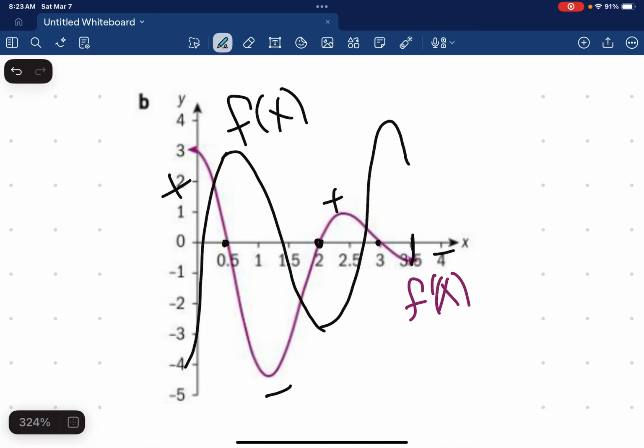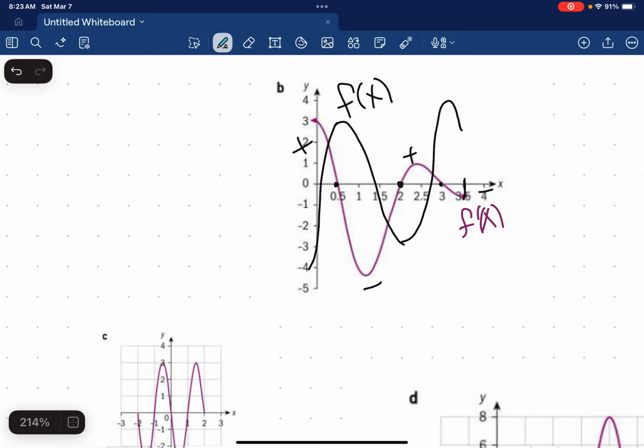And that's a relatively similar graph to what f of x should be. On to C.